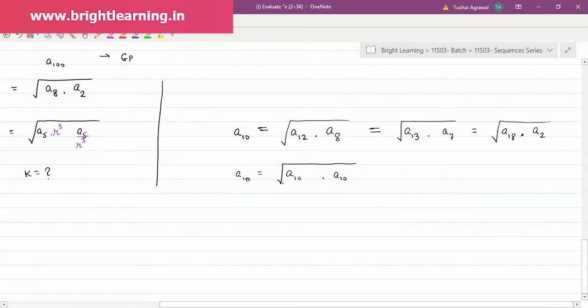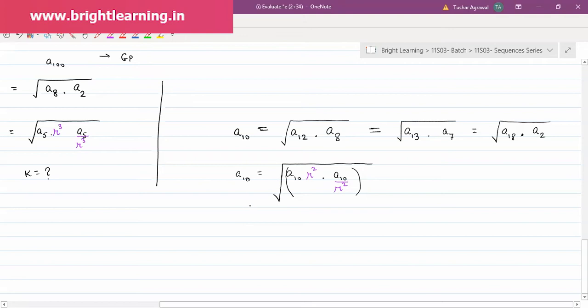You agree with me now? Yes, sir. So now here, instead of A10 into A10 under root, just concentrate on what is happening inside the under root. Inside the under root only, let's just do A10 into A10. Let us multiply by R square, the common ratio, and let me also divide by R square. Did I do anything wrong? I'm doing all these calculations inside the under root only.